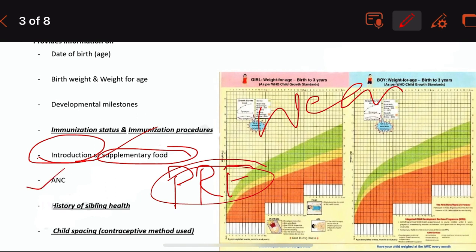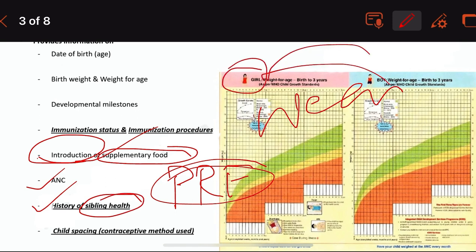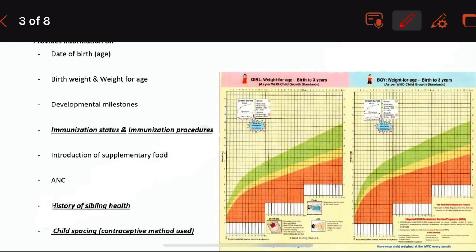and the ANC services which the mother receives have to be recorded, and the history of the siblings' health. If this baby or the girl has a brother or a sister, their health status should also be recorded, followed by the child spacing contraceptive methods used.